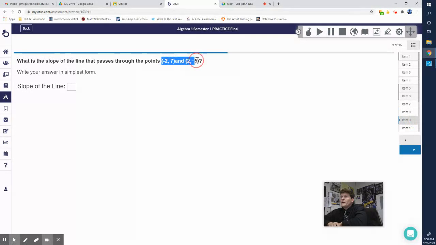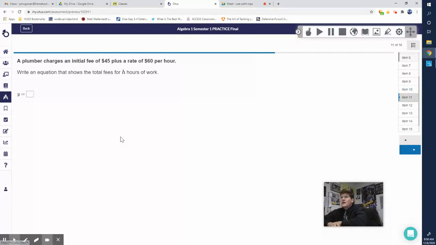Looking at ordered pairs, find me the slope. Using that slope formula, y2 minus y1 over x2 minus x1. See what you could do there. Number 10, you have this equation, 3x plus 15y equals negative 135. Solve for y. Put it in slope-intercept form. Get that y all by itself. What is this? Number 10. We want number 11 now.